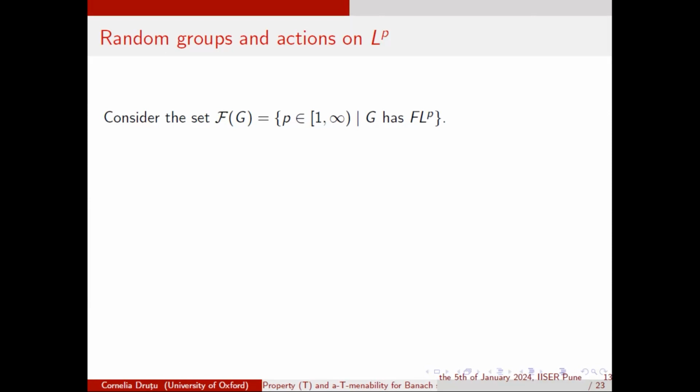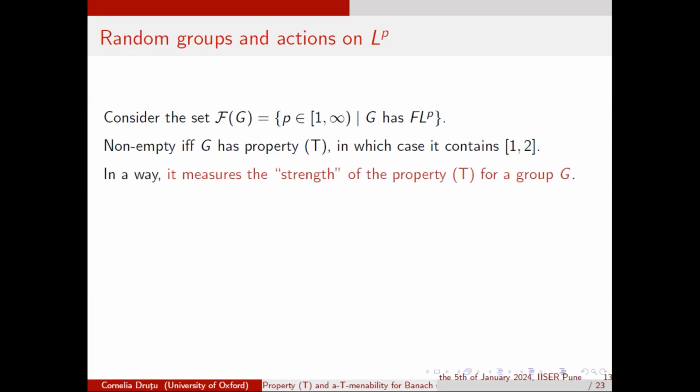So for a given group, I'm just going to measure all the fixed point properties that it enjoys. I'll look at all the P's such that the group has the fixed point property for the corresponding LP spaces. And by what I said before, either this set is empty, or if it contains any P, it must contain this interval 1, 2. So if we want it to be non-empty, we have to consider groups with property T.